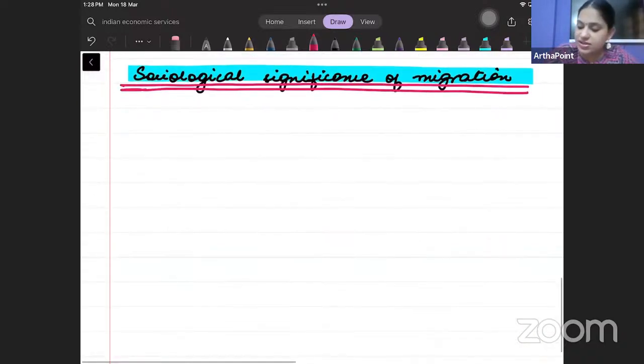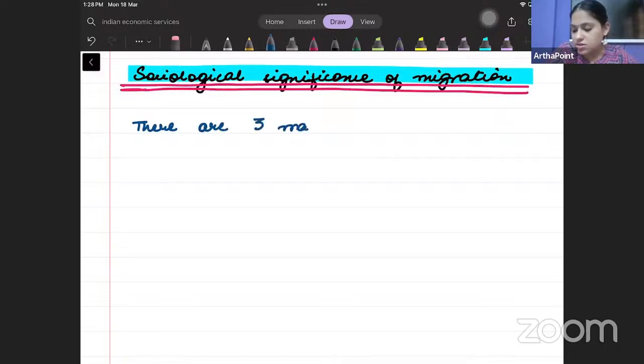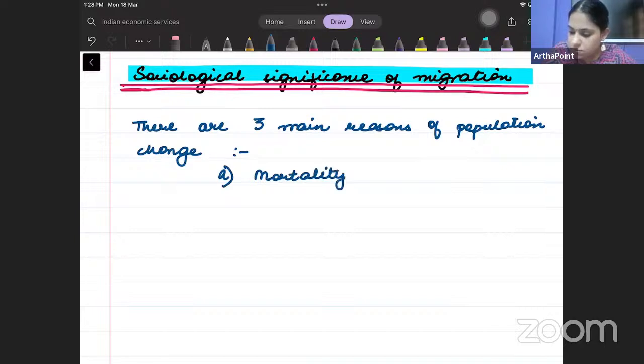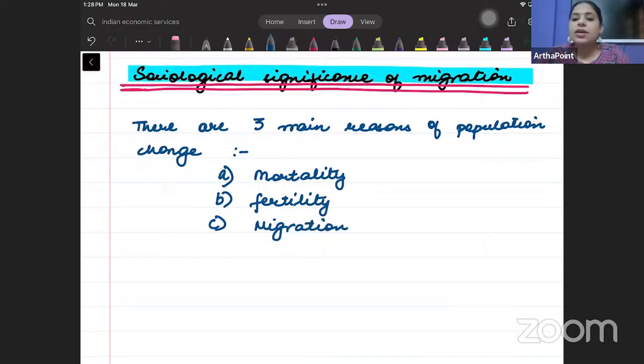So we can go ahead and say that there are three main reasons of population change. Three reasons are there why population can actually change. The first one is mortality. The second one is fertility. And the third one is migration. Right, beta? Now, migration is different from the other two processes, right?